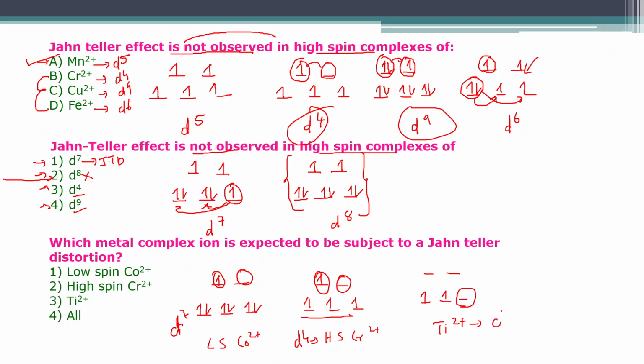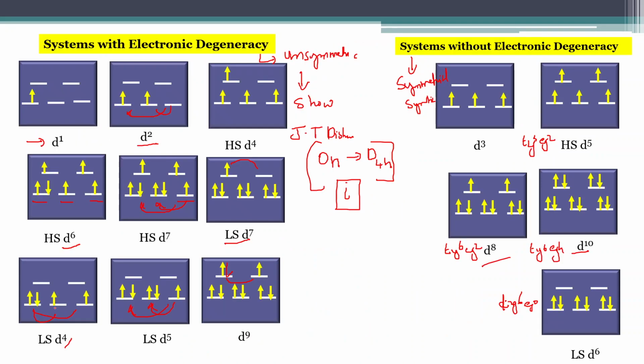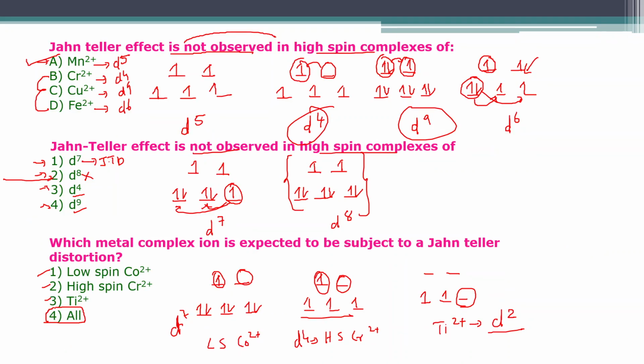Titanium 2 plus means it is a D2 configuration. Remember, it is a D2 configuration, and three arrangements are possible. So all of them will show Jahn-Teller, and the correct answer is all. Fourth one, all of the above. This is how we can deal with the questions that involve whether Jahn-Teller is there or not.